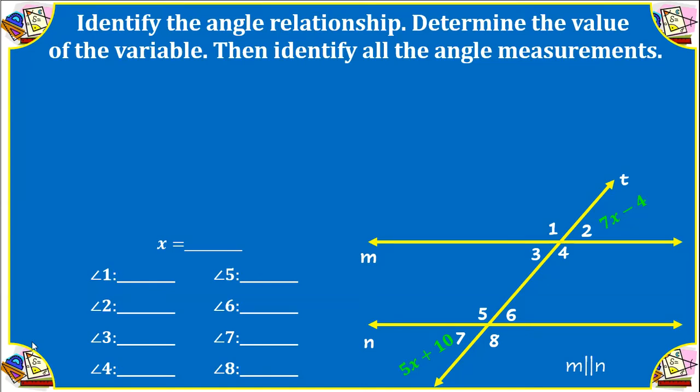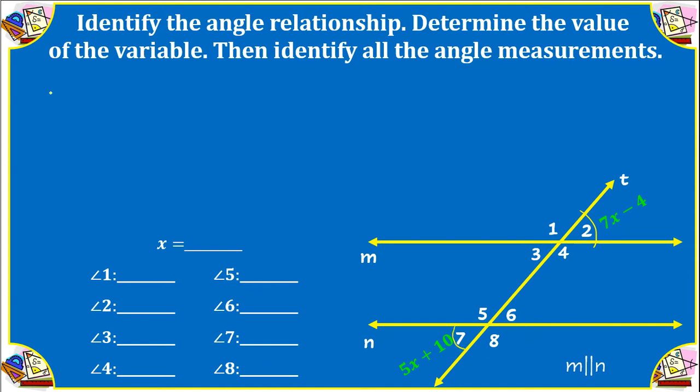Okay, using all that information that we just discussed, let's put this into practice. So what we're going to do is see what we have been given and then determine the relationship and determine which equation we're going to use. They're either going to be equal to each other or they're going to add up to 180. And then once we find the value of x, we're going to be able to identify all the other angle measurements. So here we are given angle 2 and angle 7.